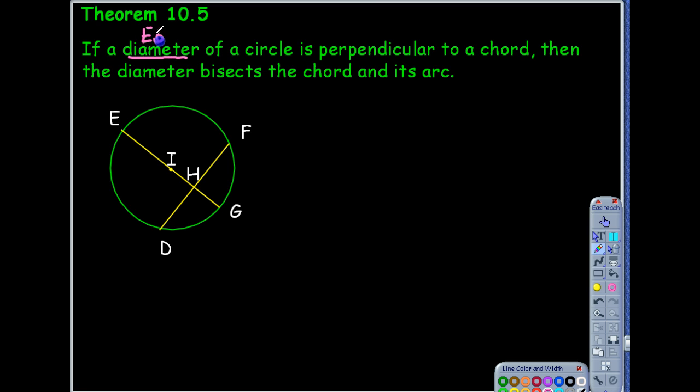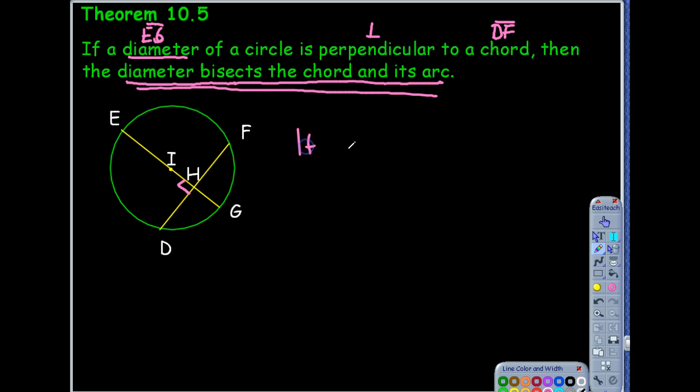I'm going to make a little note. Of a circle is perpendicular to a chord. So in this picture, it would be DF. All right? So if I gave you this was happening, they're saying then the diameter will bisect the chord and its arc. This is kind of the key here. So if segment EG, again, this is the diameter, is perpendicular to segment DF, which is a chord.